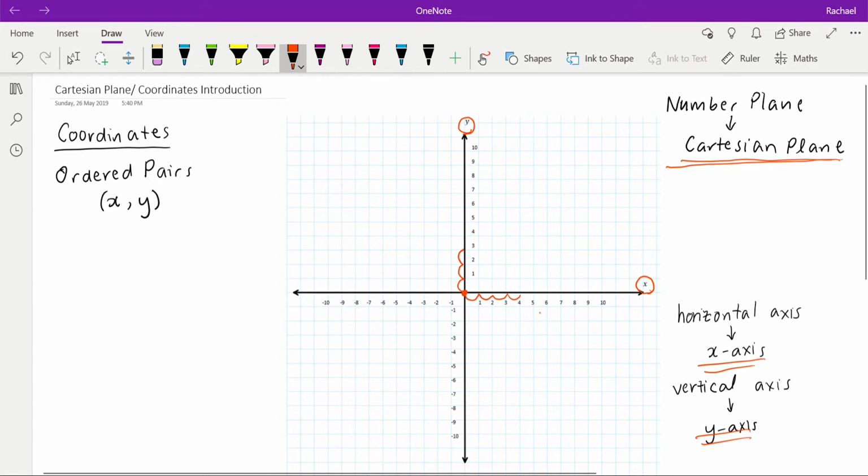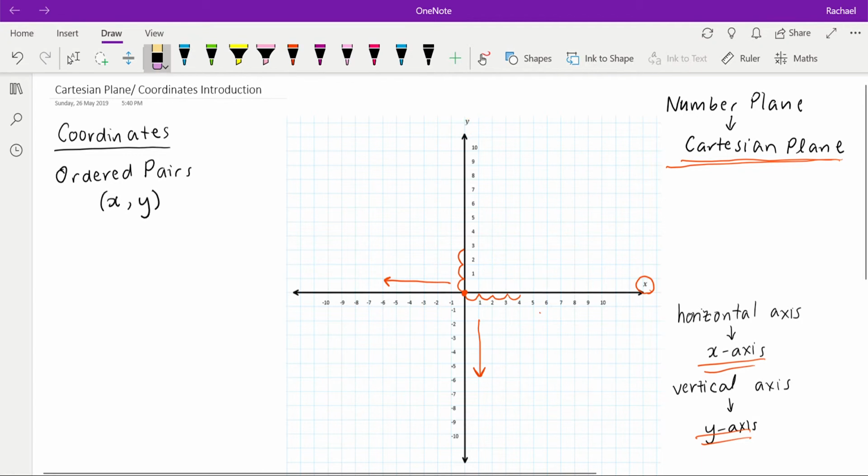And we can also see that the x values are positive on the right hand side of the y-axis, so x is positive in this direction, and it's negative in this direction. And then we can also see that y is positive in this direction and negative below the x-axis.